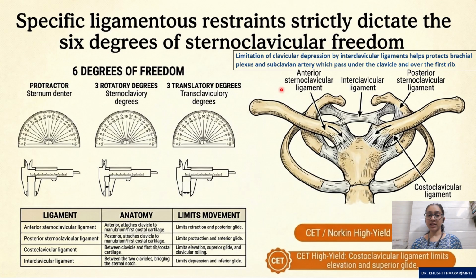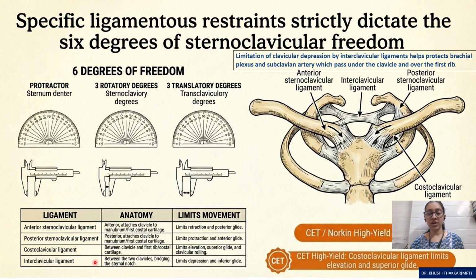So while doing this, the lateral end goes into depression and the medial end of the clavicle goes into elevation. This elevation is limited by the costoclavicular ligament. It in turn also prevents the excessive depression of the lateral end. If there were excessive depression of the lateral end, it would cause compression of the brachial plexus and very major important vessels which pass through it. We shall discuss them in detail later.